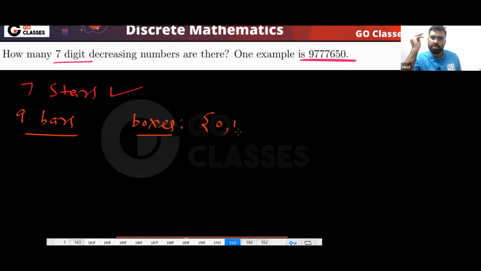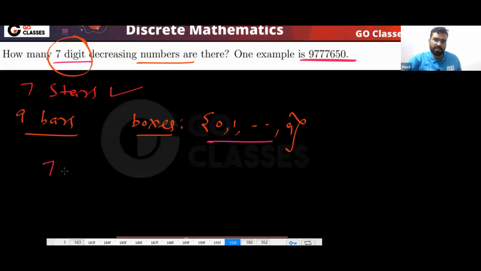You want 7 digits, so there are 7 stars, and a total of 9 bars because the boxes are 0, 1, 2, up to 9. You want a 7-digit number in decreasing order. So the answer will be 7 stars plus 9 bars, C7.